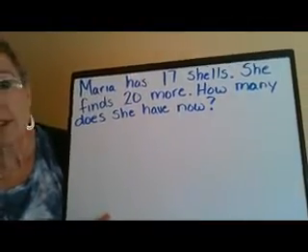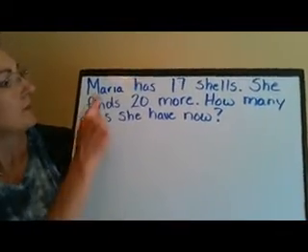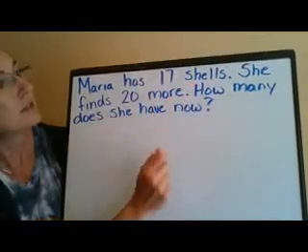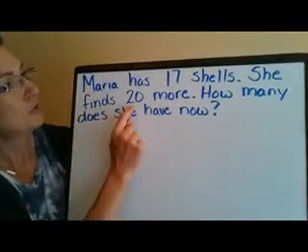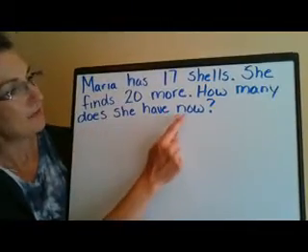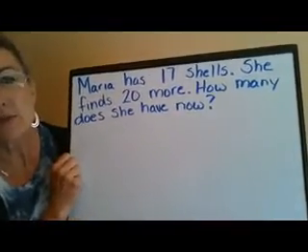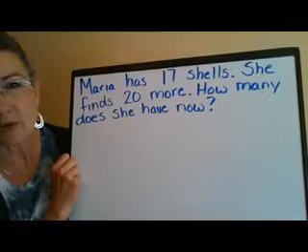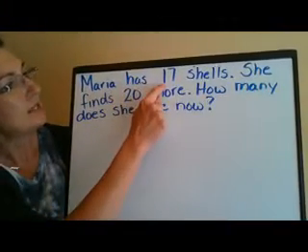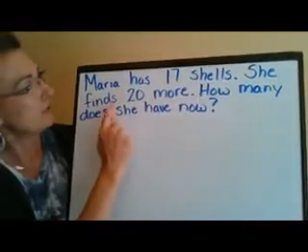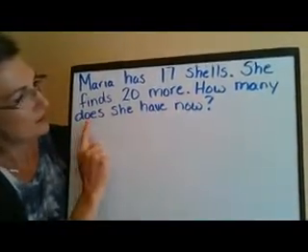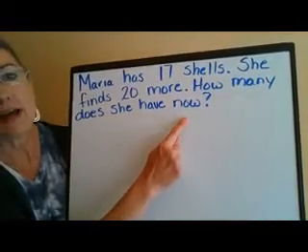Okay, so our math story, we can read it together. Maria has 17 shells. She finds 20 more. How many does she have now? Okay, so let's read it together again so we can really think about what our words mean. Maria has 17 shells. She finds 20 more. How many does she have now?